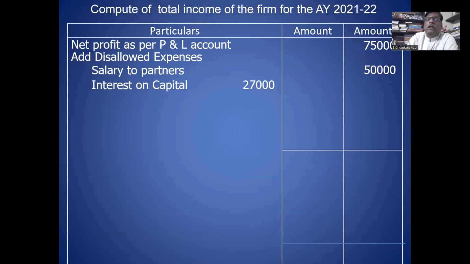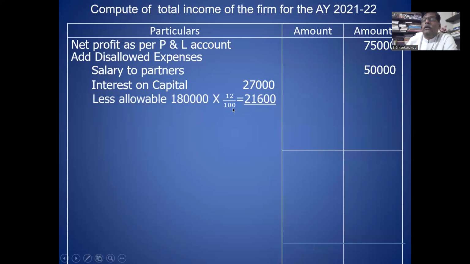Second disallowed is interest on capital. Total interest on capital is 27,000 less allowable interest. Allowable interest is 1,80,000 into 12 by 100, 21,600. You deduct it. You can also do it individually. So disallowed interest is 5,400.